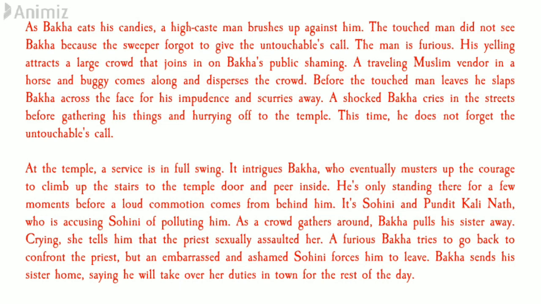All right, so rather than accepting his mistake, he was accusing Sohini of polluting him. Again, the same thing that just happened with Bakha is now happening with his sister Sohini. This entire commotion gathered a lot of people, and Bakha just pulled his sister away. When his sister was moving away with her brother, she mentioned to Bakha that this priest was trying to sexually assault her. So Bakha, obviously as a brother, got furious and wanted to confront the priest. But what happened here is the exact opposite. Sohini was embarrassed and ashamed, so she just forced her brother to come along.